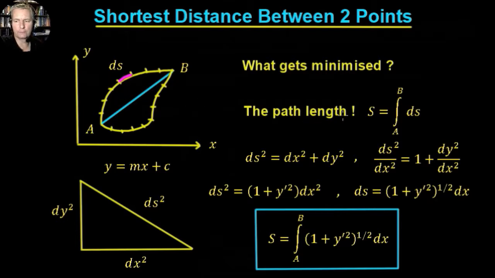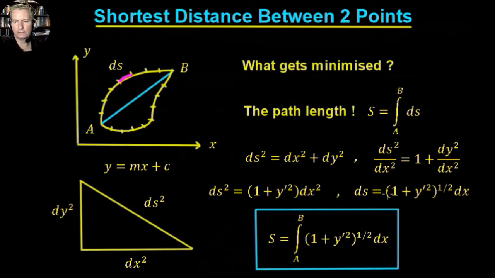So again, we use the same process we did in the previous example. We think about this ds as being made up of a dx and a dy, and we use Pythagoras' theorem, and because we're dealing with infinitesimal distances, this curve here will in effect be a straight line. So we're thinking about linearising this in terms of an infinite number of tiny straight lines. So we've got ds squared is equal to dx squared plus dy squared. We can divide through by dx squared. We get 1 plus (dy/dx) squared.